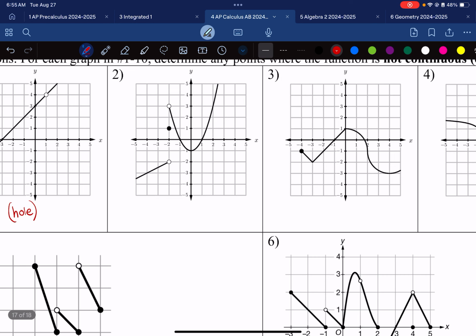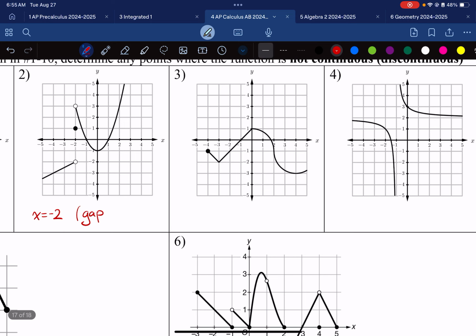And then on number 2, we can see that there's this spot right here where I have to pick up my pencil, come over here, pick up the pencil again, and then come back to the rest of this. So this is at x is equal to -2. I call that one a gap, but some people like to call that a jump discontinuity.